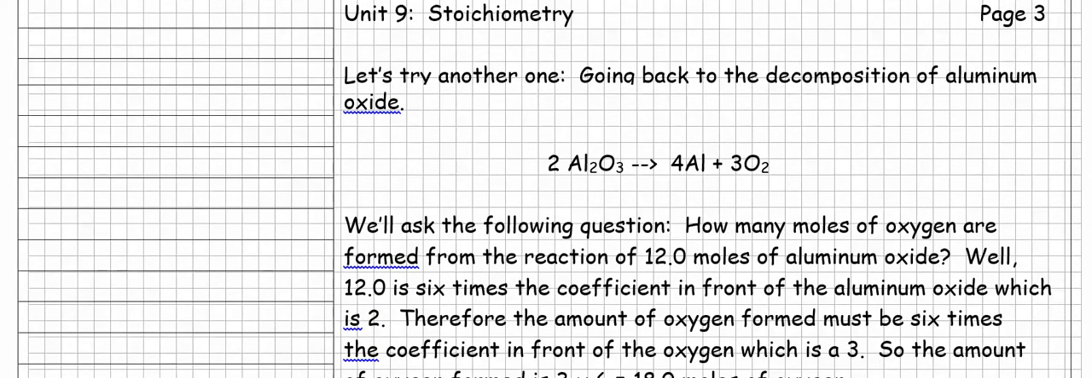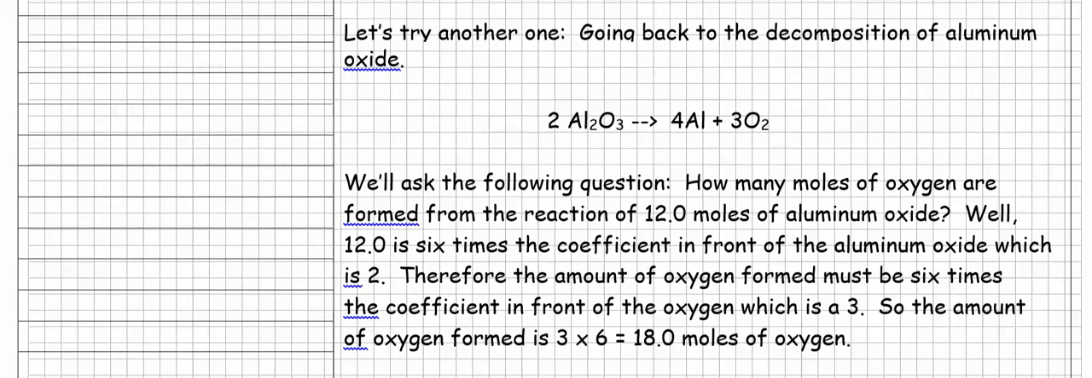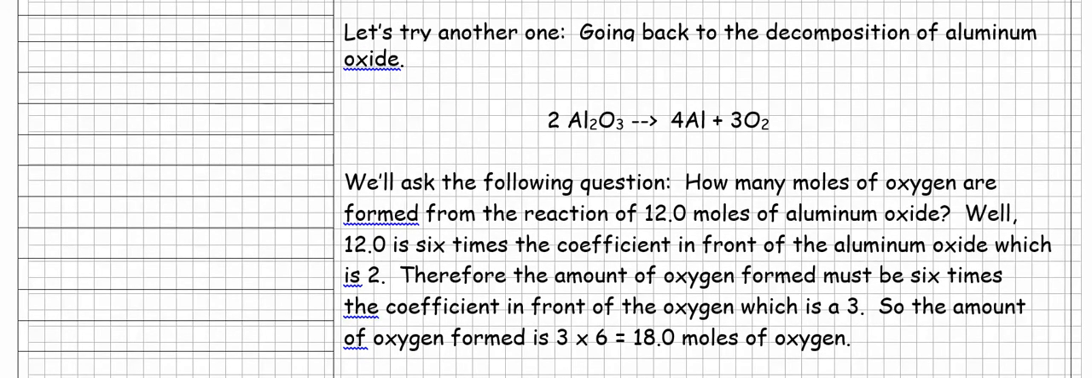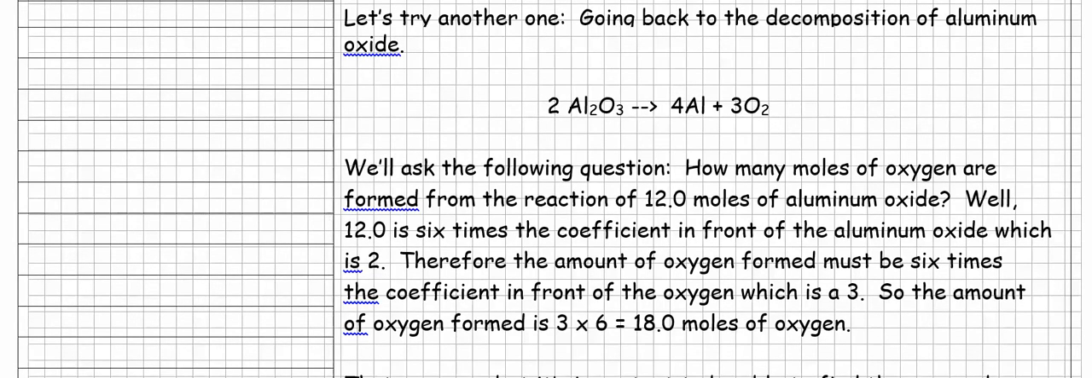Going back to the decomposition of aluminum oxide, let's try this one. So we've got 2 moles of aluminum oxide decompose into 4 moles of aluminum and 3 moles of oxygen gas. Now, we'll ask the following question about this reaction, this relationship. The question is, how many moles of oxygen are formed from the reaction of 12 moles of aluminum oxide? So I'm going to put a 12.0 right here, just like that.